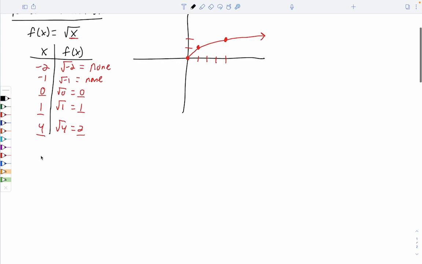Okay, so next let's talk about the transformation form. So, transformations.